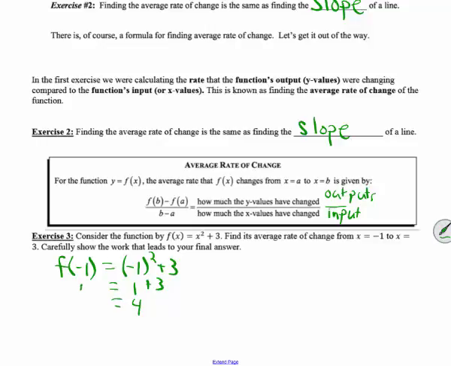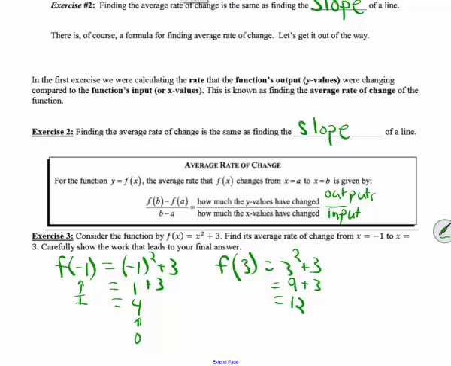So this was your in, this is your out. All right, then I'm going to do f of 3. That's going to be 3 squared plus 3. 3 squared is 9, 9 plus 3 is, oops, getting a little too far ahead of myself. 9 plus 3 is 12.